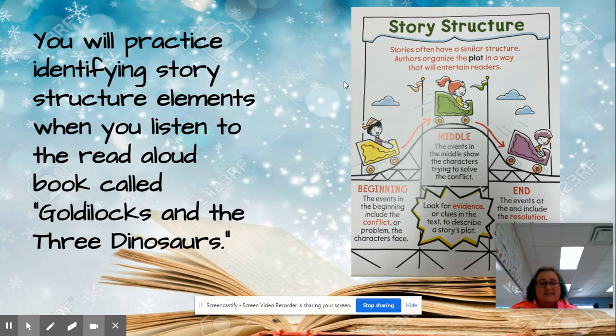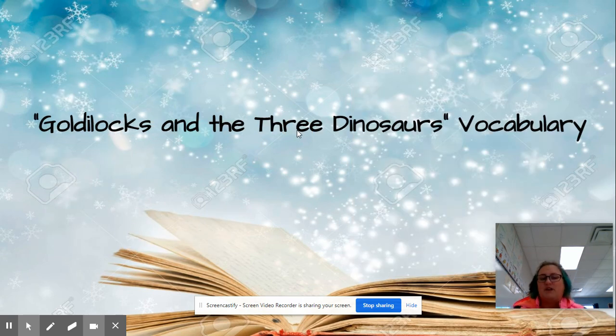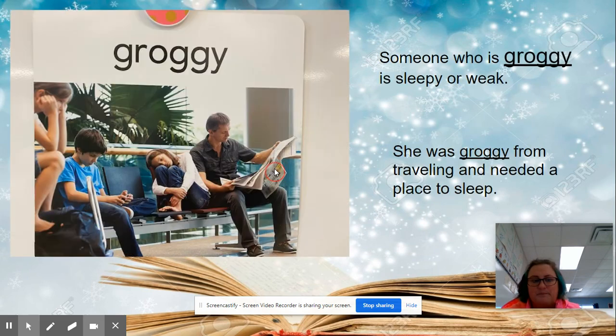You will get to practice identifying story structure elements when you listen to the read aloud book called Goldilocks and the Three Dinosaurs in Station 2. But first, Goldilocks and the Three Dinosaurs vocabulary. Remember, we have to touch on some vocabulary words before we jump into our reading. So these words that I'm about to show you, you will hear these words in our read aloud.